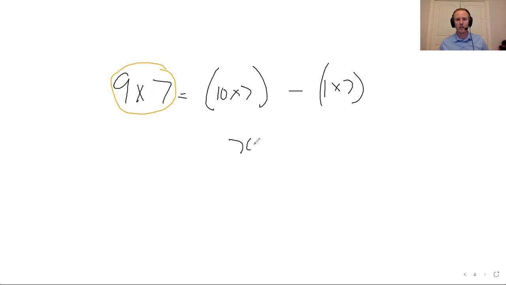10 times 7 is 70. 1 times 7 is 7. 70 minus 7 is 63. So 9 times 7 equals 63. And that's how you use the distributive property, and the fact that 9 equals 10 minus 1, to solve multiplication facts involving nines.